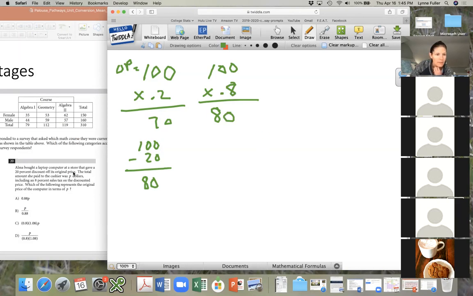Also, the total amount she paid was P dollars, including an 8% sales tax. So again, we can do this two-step. We can do 100 times 0.08. So 100 times 0.08 is $8, right?